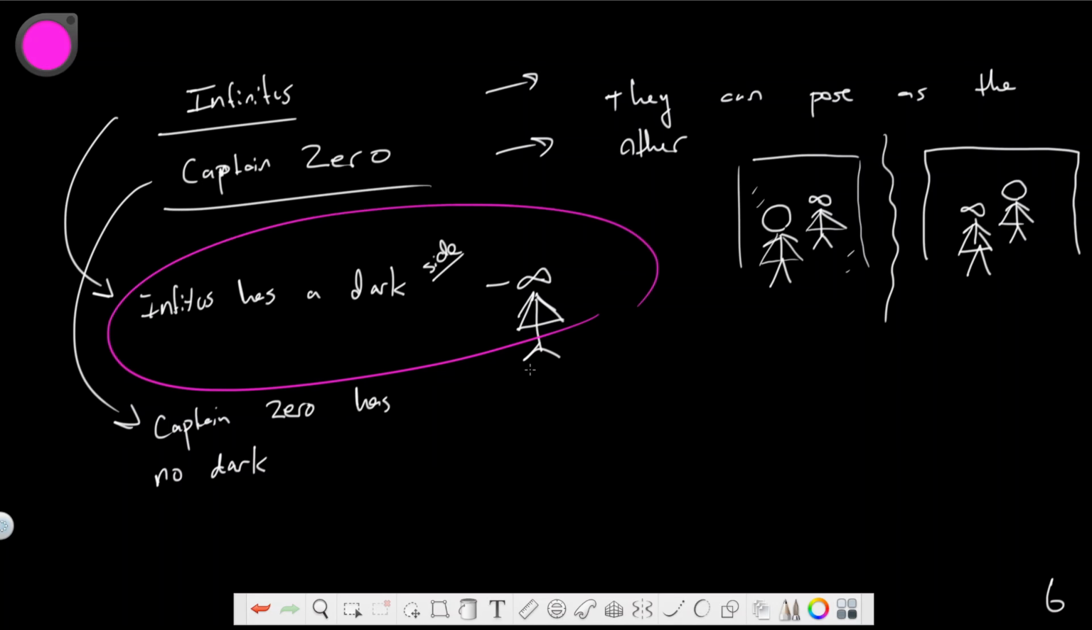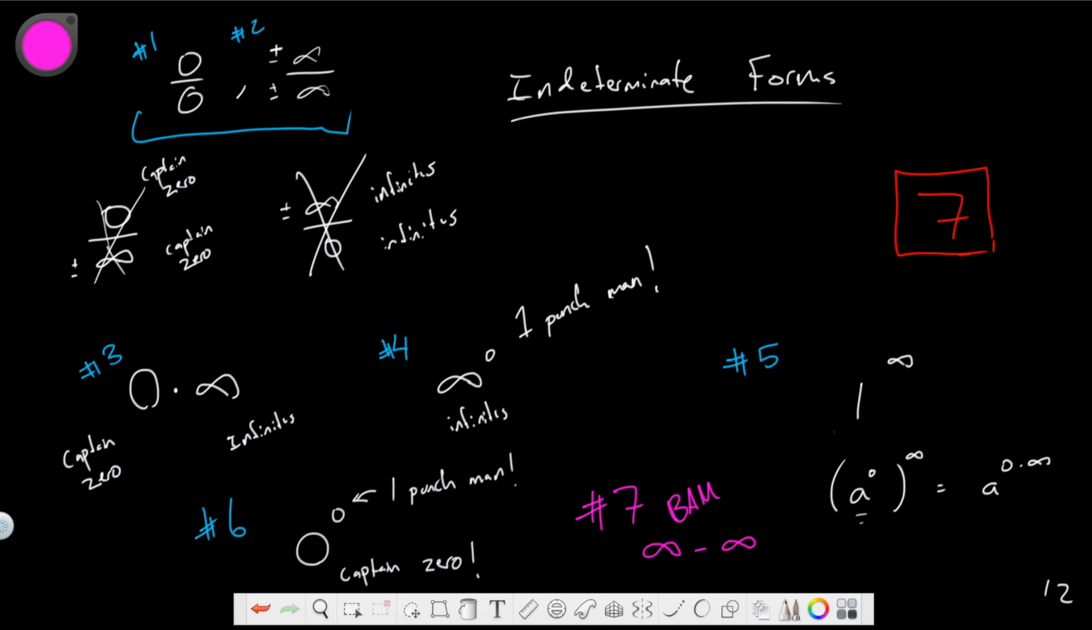If I have a massive number and I'm subtracting another massive number, I have no idea what that final result is going to be. It could be 0. But if the first infinity is larger than the second infinity, then it might be infinity. If the first infinity is smaller than the second infinity, maybe it's negative infinity. Maybe it's somewhere in between. We have no idea what this is. This is a battle. This is Infinitus versus himself. These are our indeterminate forms.